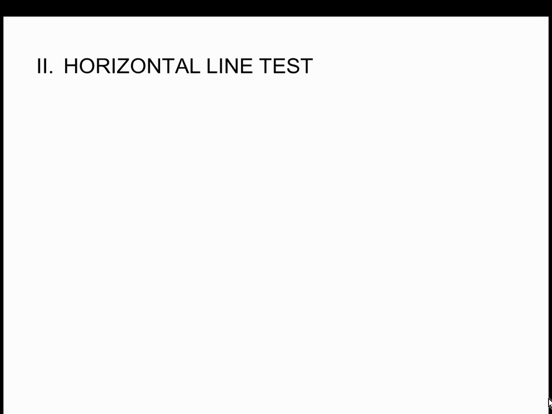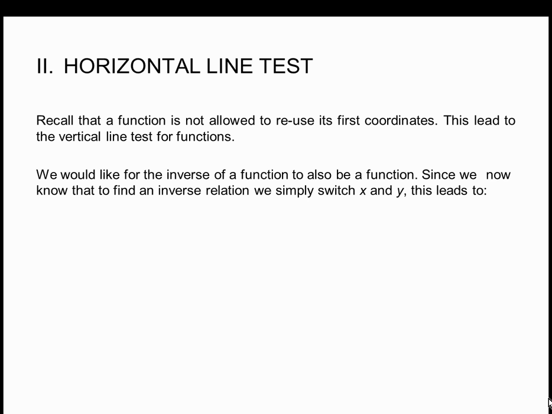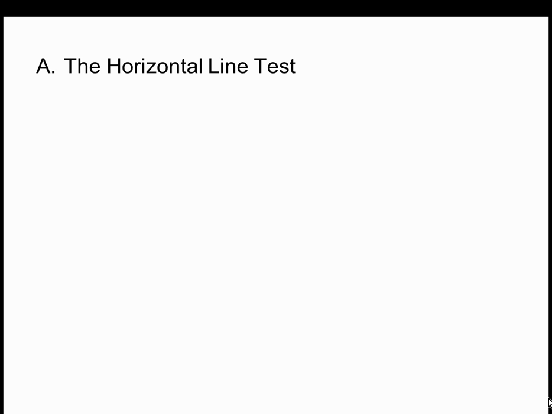The horizontal line test. Remember, for functions, we had a vertical line test. If we're switching x and y's, vertical becomes horizontal. So recall that a function is not allowed to reuse its first coordinates. This led to the vertical line test for functions. We would like for the inverse of a function to also be a function. Since we now know that to find an inverse relation, we simply switch x and y, this leads to part A, the horizontal line test.